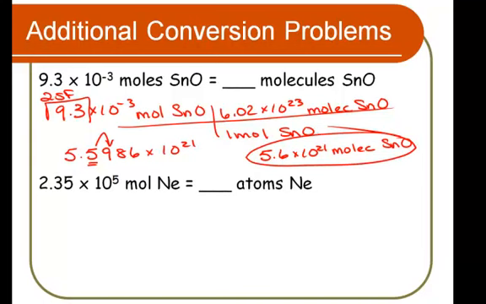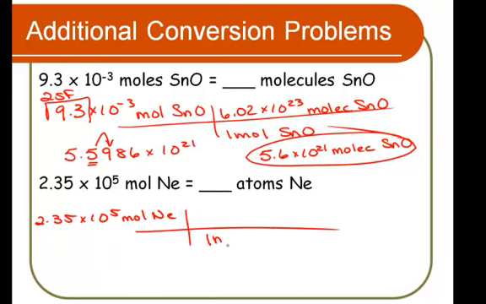We're going to use Avogadro's number again because we're still going from mole island to atom island. So we'll take our 2.35 times 10 to the 5th moles of neon, and we'll put our 1 mole of neon on the bottom and our 6.02 times 10 to the 23rd atoms of neon on the top.